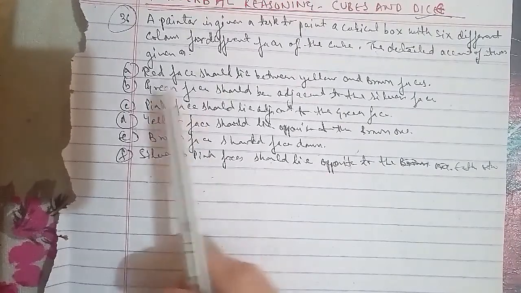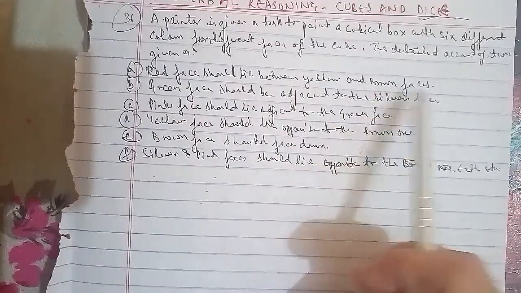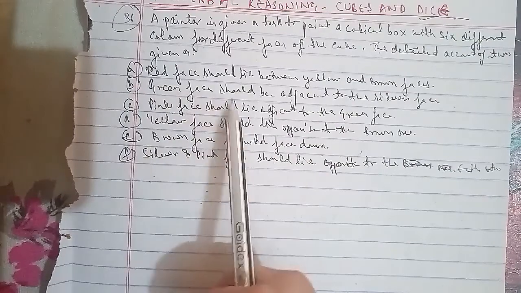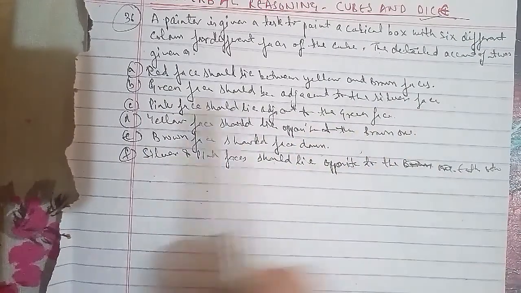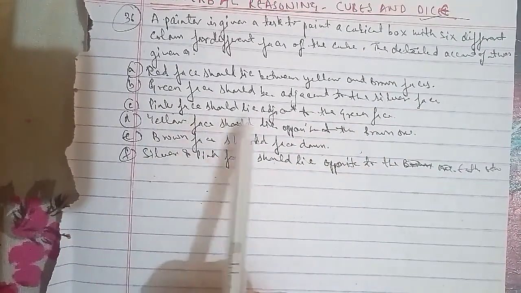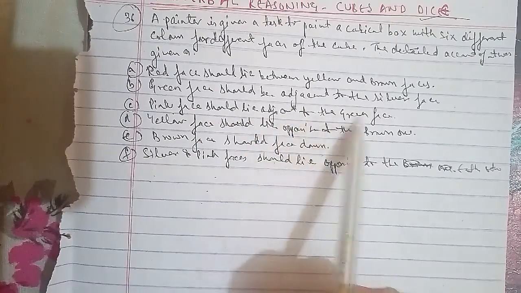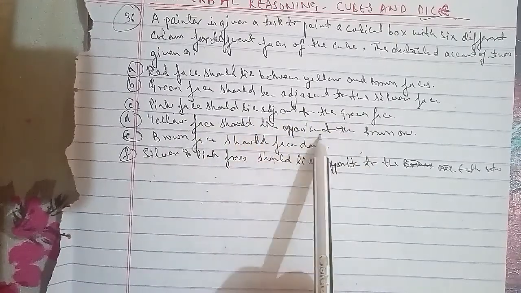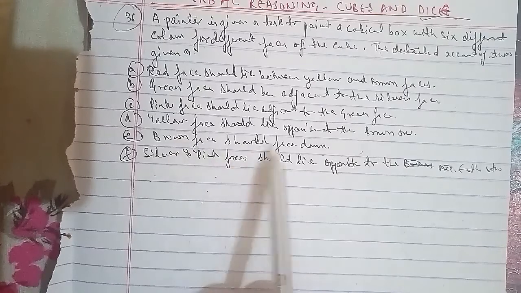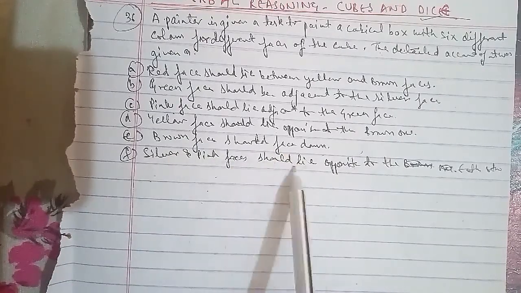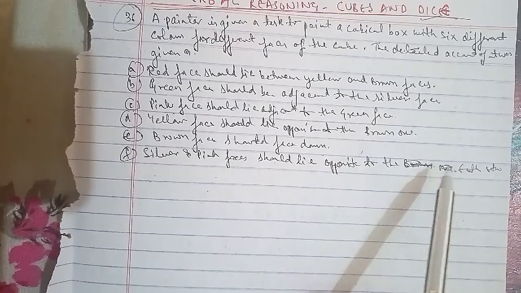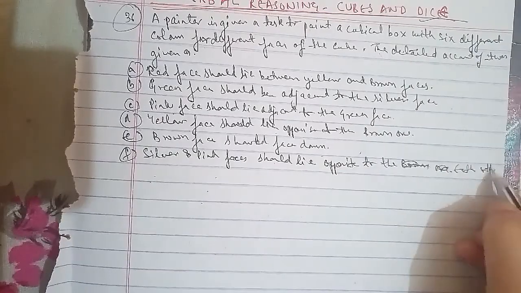As I repeated, red face should lie between yellow and brown faces. Green face should be adjacent to the silver face. Then pink face should lie adjacent to the green face. Yellow face should be opposite to the brown one. Brown should face down, and silver and pink faces should lie opposite to each other here. That is the question.